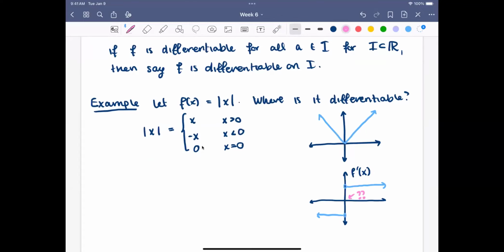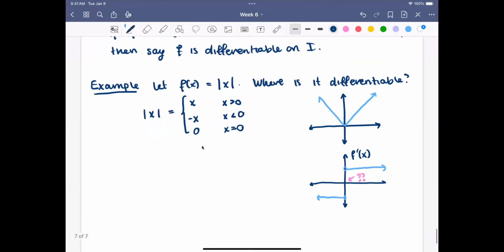And the preview is that it's going to turn out that the function is not differentiable at this point, but let's see why. Right, we want to compute the derivative, so we'll be taking the limit as h approaches 0 of absolute value x plus h minus absolute value of x, divided by h.